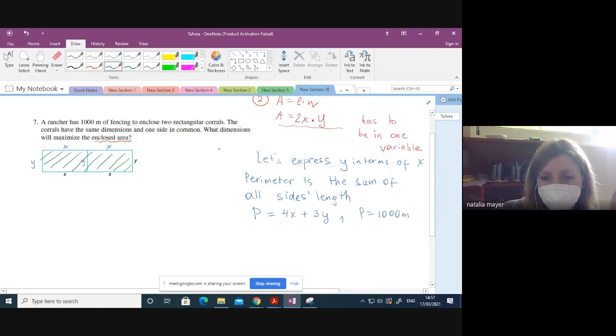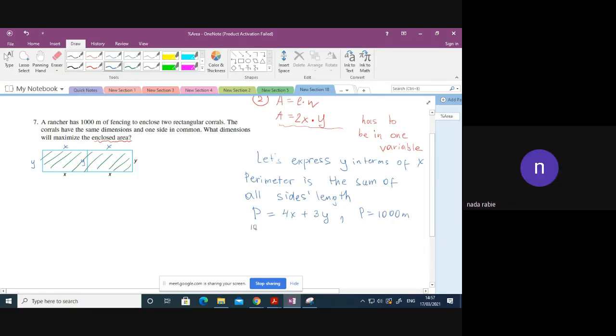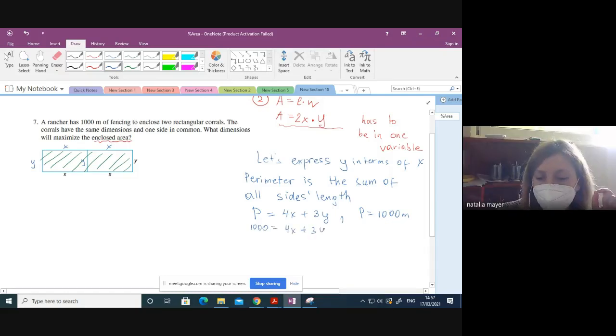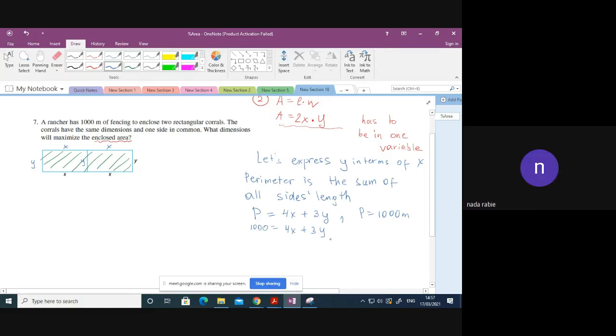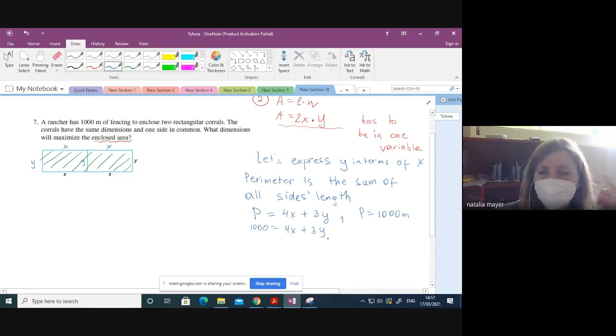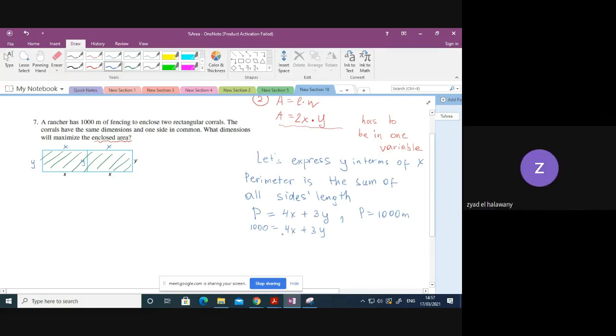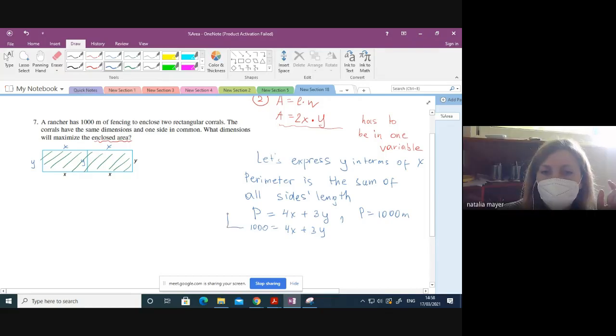So we know that perimeter equals 1,000 meters. So it means that the next line will be 1,000 equals 4x plus 3y. And now it's time to think, to remember, why am I doing all of that? Guys, why am I doing this? Because you need to express y in terms of x. Absolutely, we are doing this because of that.